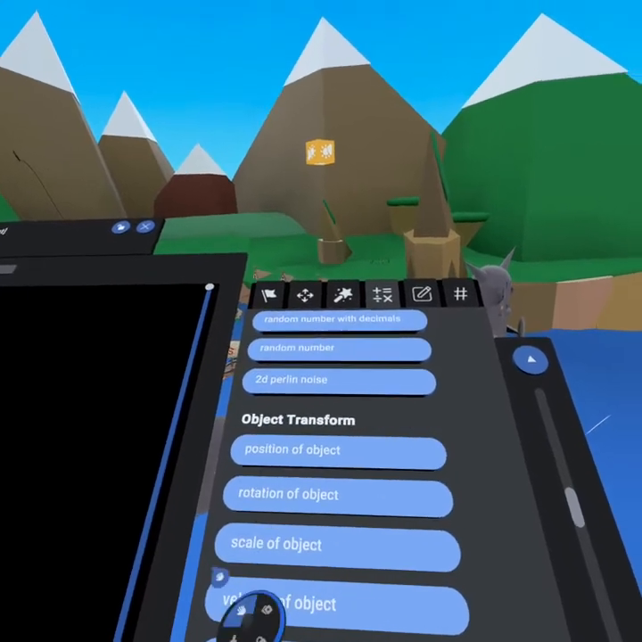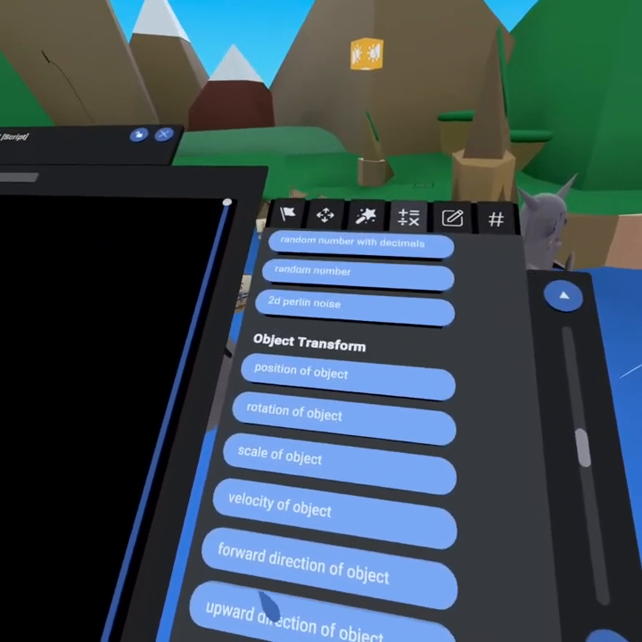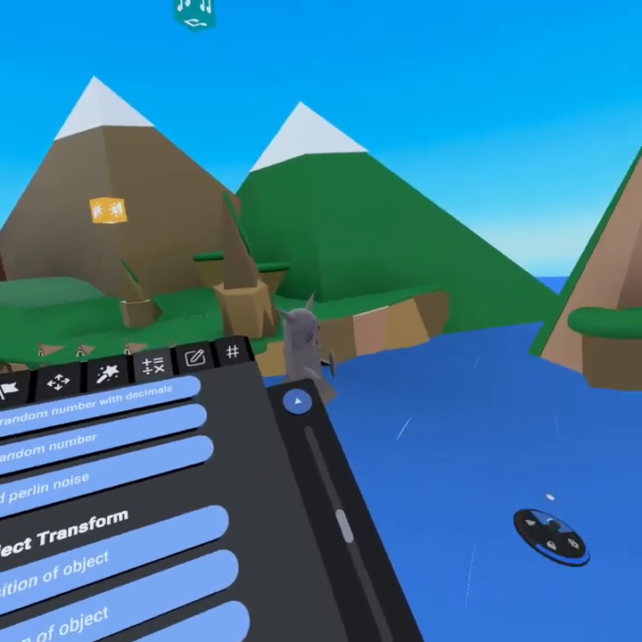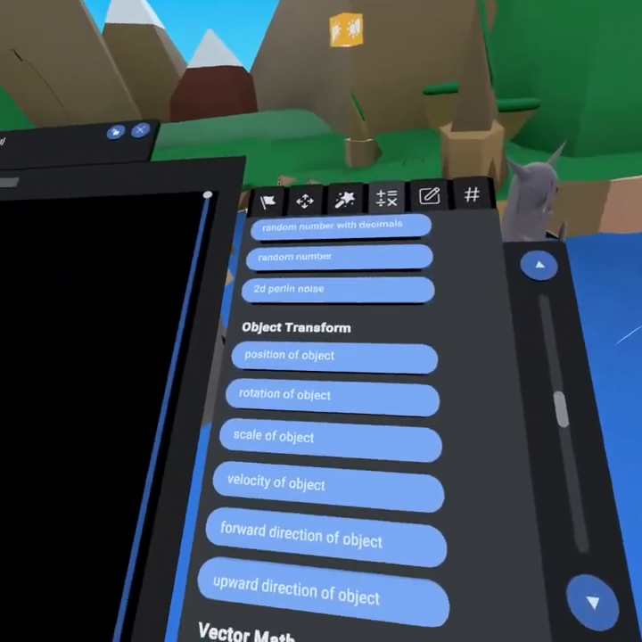Moving forward, we have object transform. We have the position of object. This allows you to calculate the position of an object, which gives you an X, Y, Z value, giving you the position inside the world. We have the rotation of the object, which gives you its rotation in the world.